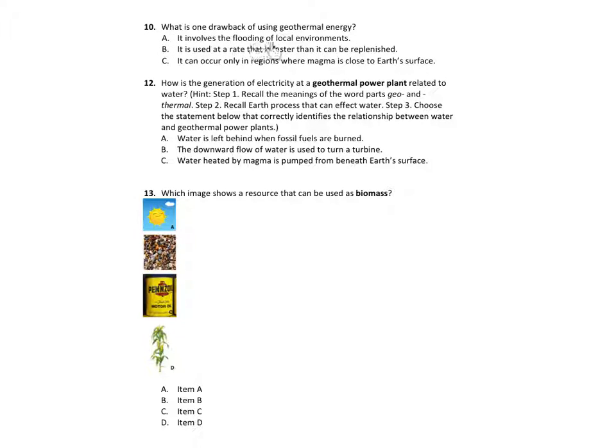A, it involves the flooding of local environments. B, it is used at a rate that is faster than it can be replenished. C, it can occur only in regions where magma is close to the Earth's surface.